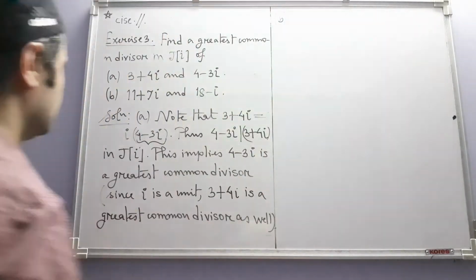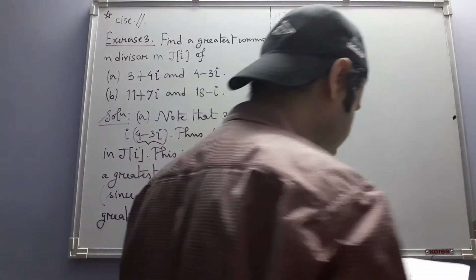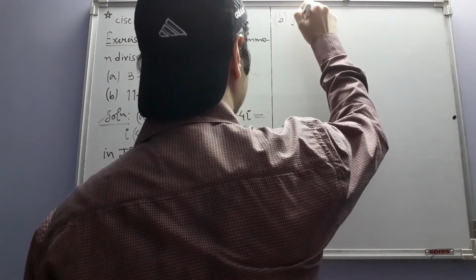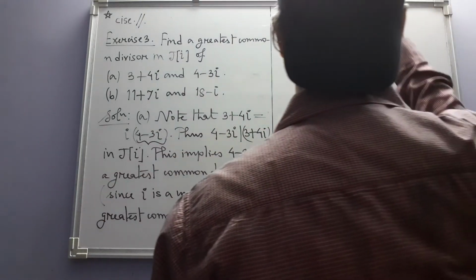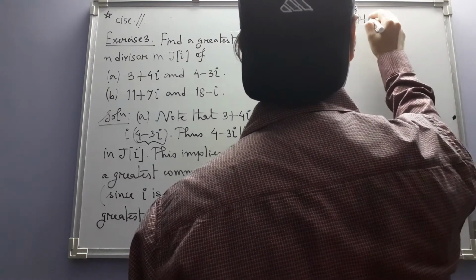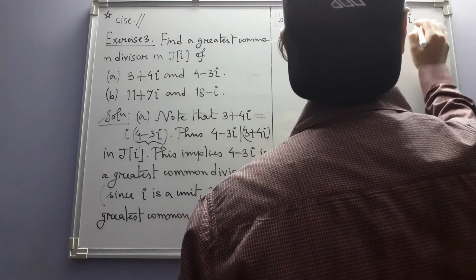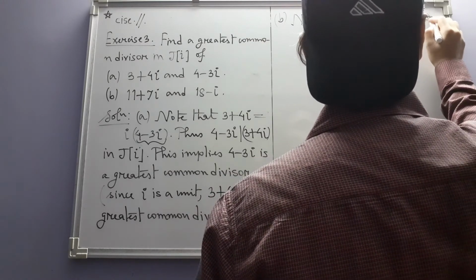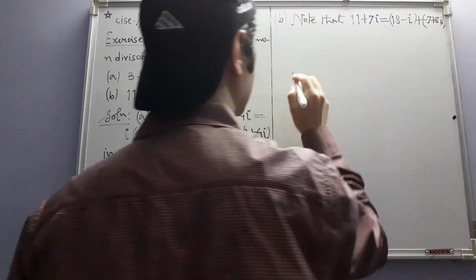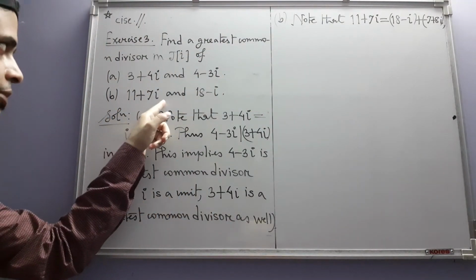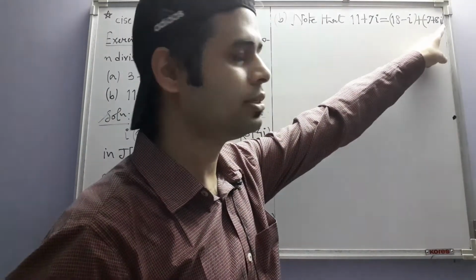Okay, now in this case there is a sequence of calculations. I'll just write the things. You can verify on your own whether these are true or not. Note that 11 plus 7i happens to be 18 minus i plus minus 7 plus 8i, where here we have divided 11 plus 7i by 18 minus i. 1 is the quotient and this is the remainder.